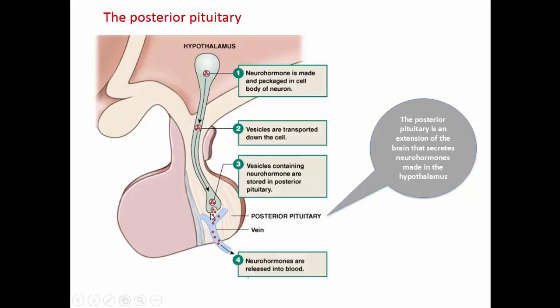So let's take a closer look at how these neurons function. When there's a stimulus to these neurons located in the hypothalamus, action potentials travel down the axon, and this triggers the secretion of the neurohormone that's stored in the axon terminal. Those neurohormones are secreted into the circulation, where they then travel to target tissues.